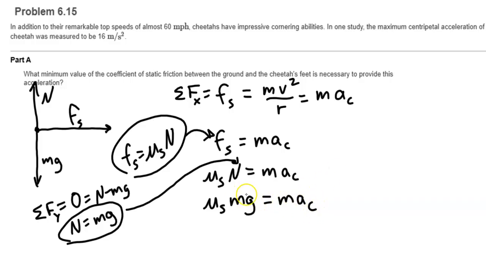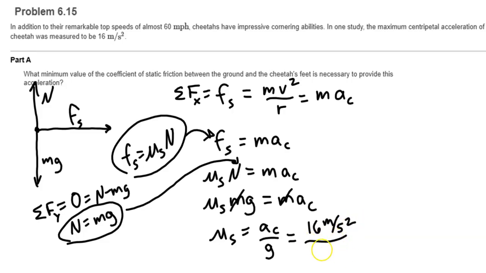Okay, and look at that. Mass cancels out. You divide both sides by m, and the m goes away. And we want to know the coefficient, so we end up with mu_s equals a_c divided by g. So our cheetah is accelerating at 16 meters per second squared, and Mastering loves 9.8, so we're going to do 9.8 meters per second squared, and that'll give you somewhere around 1.6 as your coefficient. Also notice that the units cancel out, they're both accelerations.